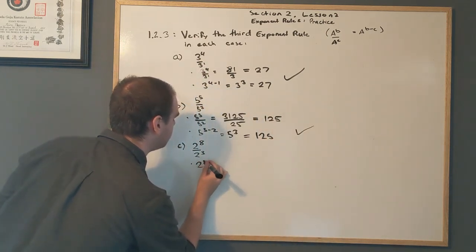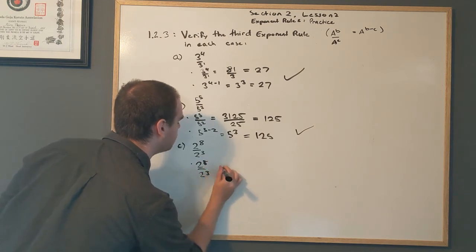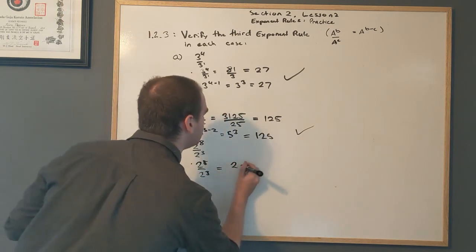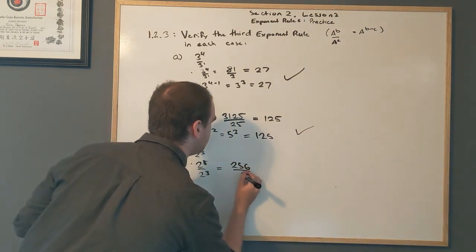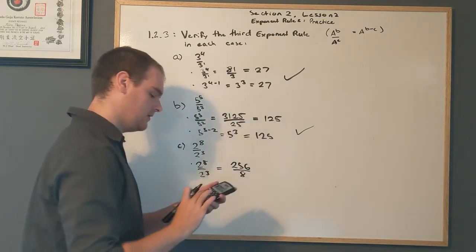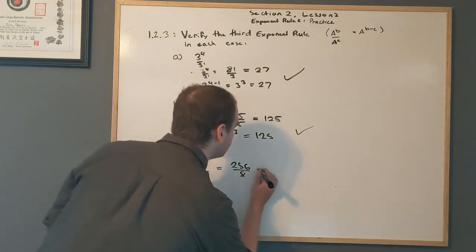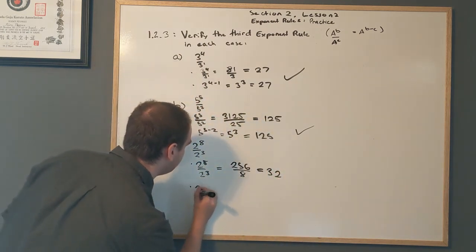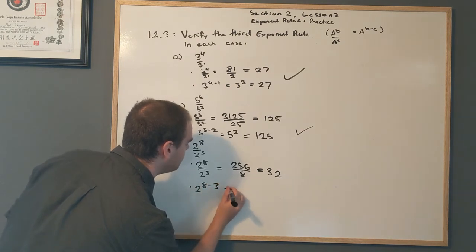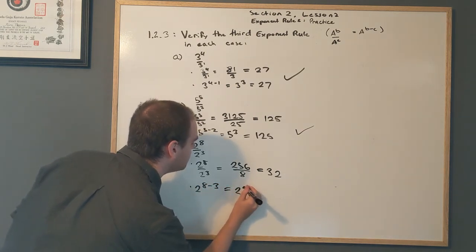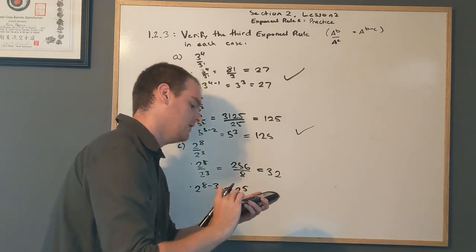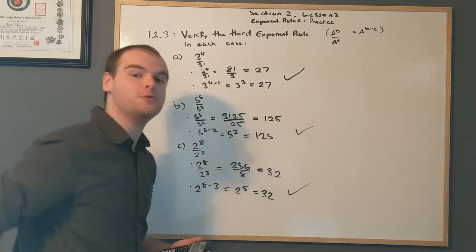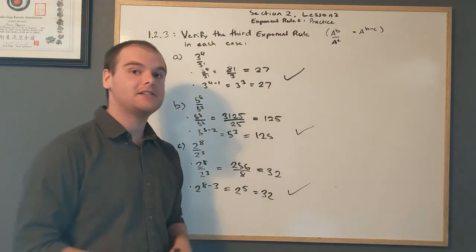Last one, 2 to the power of 8 over 2 to the power of 3. 2 to the power of 8 is 256. 2 to the power of 3 is 8. We divide them. And we're left with 32. Rule side, 2 to the 8 minus 3 equals 2 to the 5. And 2 to the power of 5 is 32, and verified. That's it for this video.